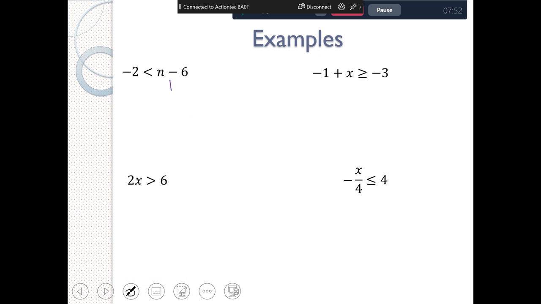So I'm going to add 6 to both sides. I didn't multiply or divide by a negative number, so I'm not doing anything with my sign. So negative 2 plus 6 is 4. And so n, I need to rewrite this. The greater than part is touching my n, so it's n greater than 4. That's not changing my sign, that's not flipping the sign. That's just rewriting it in the correct direction.